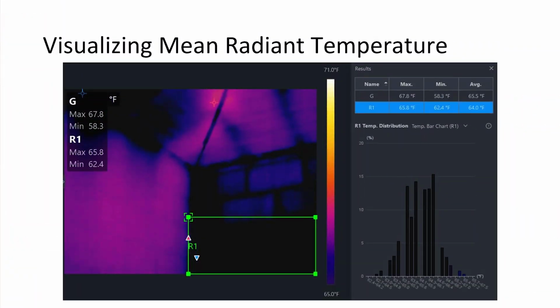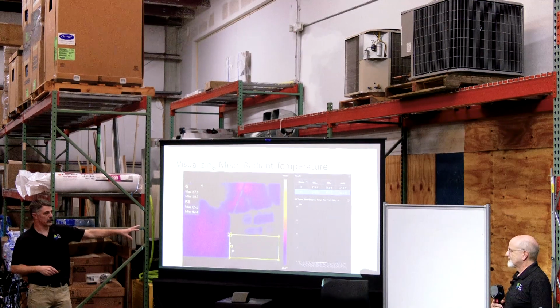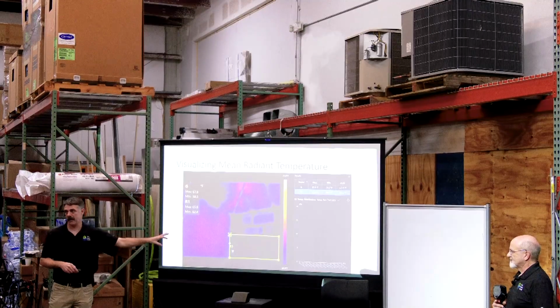Okay? Visualizing mean radiant. This one's a little hard to see on here, unfortunately. But what this tells me in the software, I put a box on here, and it will tell me over here what percentage of what temperature is inside that box, and it gives me an average temperature of that entire box. So my average temperature, or mean radiant, of this box is 64 degrees, but of the whole image is 65.5.